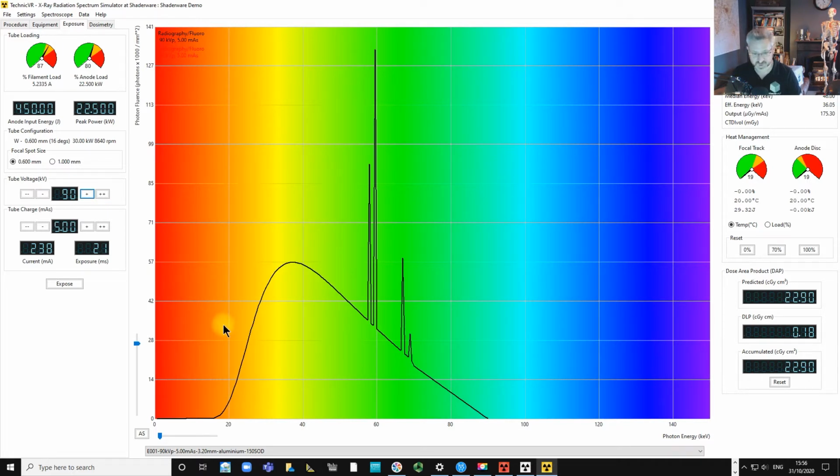X-rays, when they were first generated, were called the new light, and that's because they're quite similar to visible light. One of the ways in which they're similar is that they're a mix of lots of different energies. So an X-ray beam is a mix of lots of different energies, just like white light is a mix of lots of different energies.